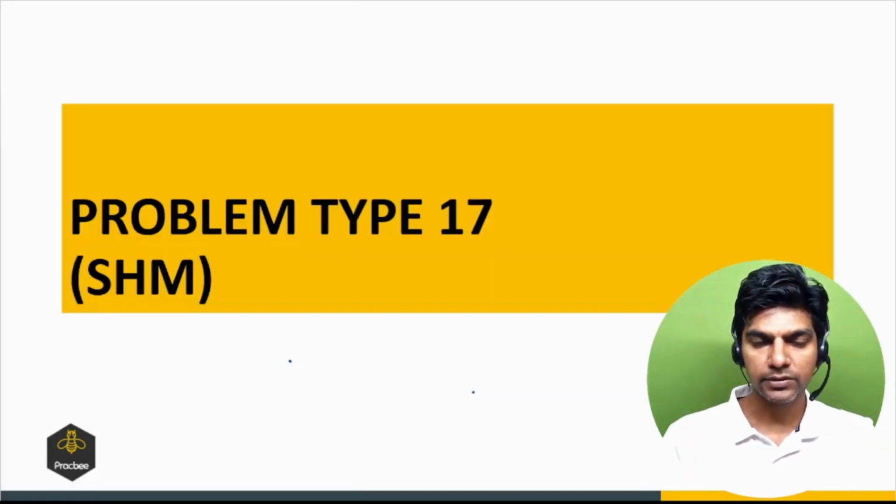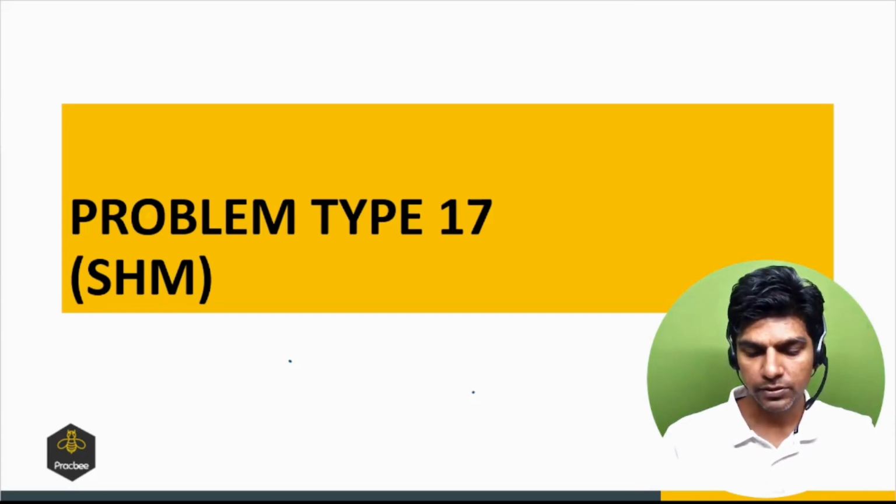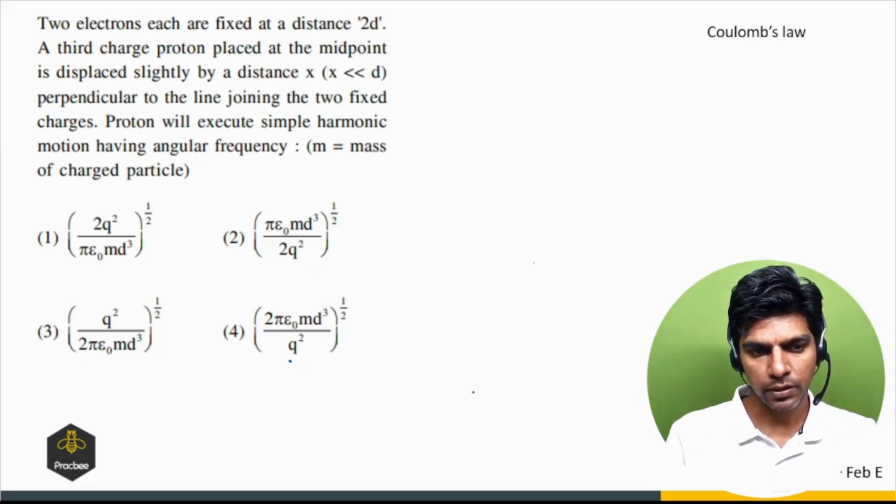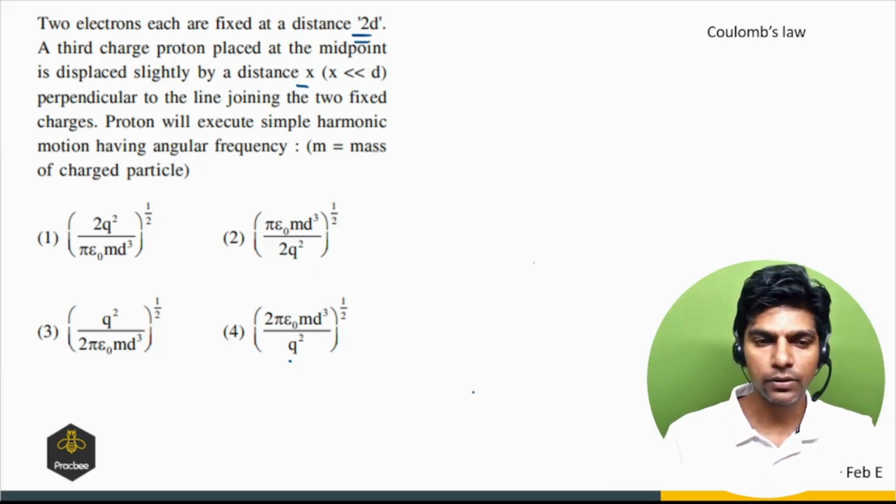Now let us see the last problem type, like simple harmonic motion problems in electrostatics. Let us see an illustration. So two electrons each are fixed at a distance 2d. A third charge, a proton, placed at the midpoint is displaced slightly by a distance x, where x is very small in comparison to d, perpendicular to the line of the two fixed charges. Proton will execute simple harmonic motion having angular frequency. So we have to find the angular frequency.